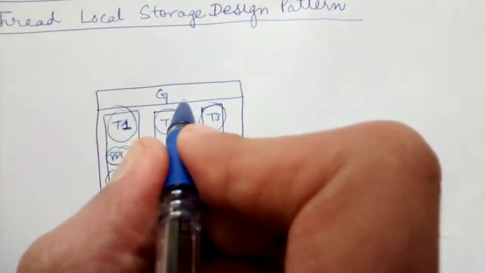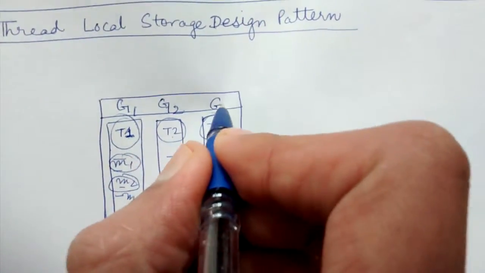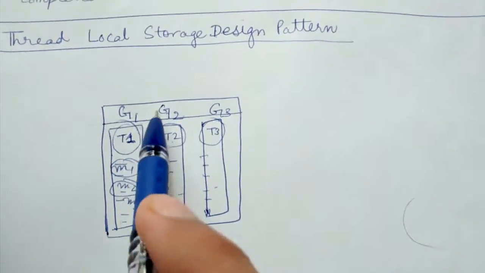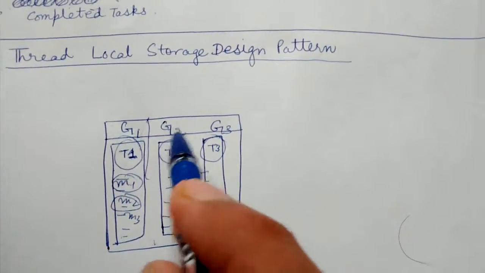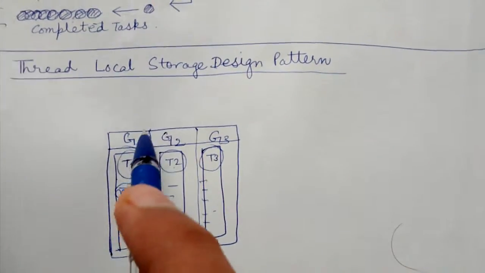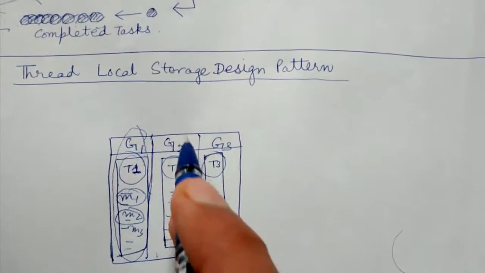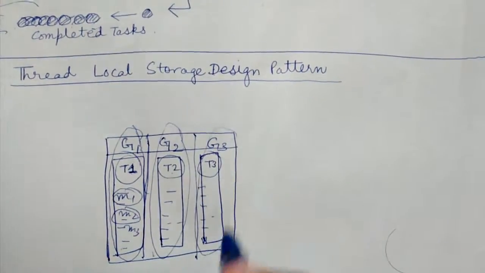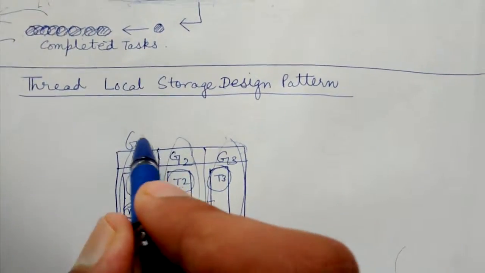So for that, what solution do we have? G1, G2, G3. So we have thread local storage. These are 3 different global variables for 3 different threads. So T1 will be writing to G1, T2 to G2, and T3 to G3. There may be other global variables also, let's say G11, etc.